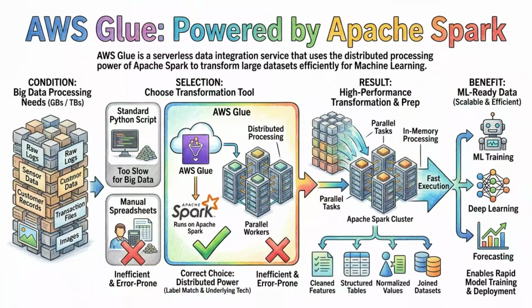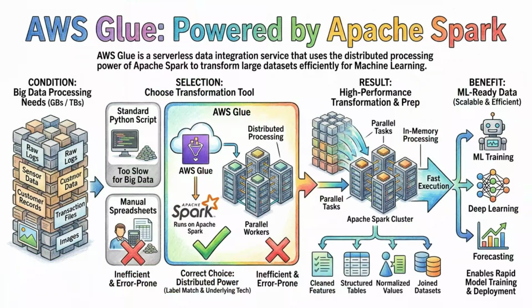Under the hood, AWS Glue actually runs on Apache Spark, which is an open-source framework designed to process massive amounts of data very quickly. Spark distributes the heavy lifting across multiple computers working together, making it perfect for transforming gigabytes or terabytes of information in record time.